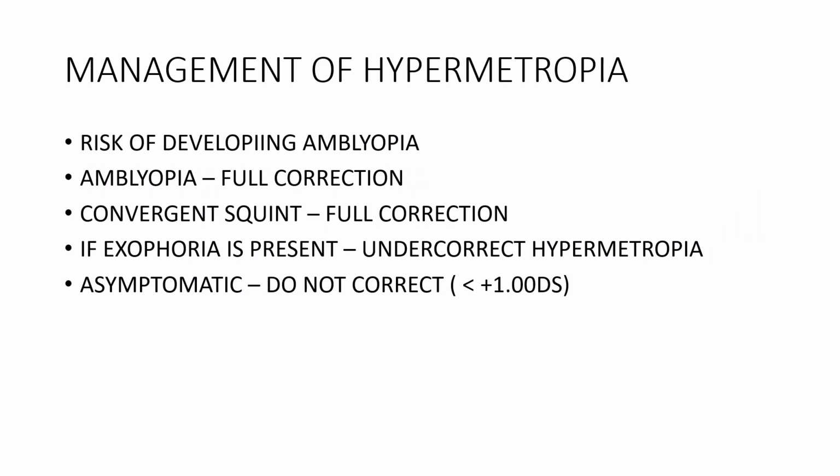So how do you manage? Hypermetropia is risky because when the refractive error is very high, there is a risk of developing amblyopia, and in amblyopic cases we are supposed to give a full correction. Some patients also have a convergent squint, and even in such cases we give a full correction. In cases where exophoria is present, we undercorrect the hypermetropia because overcorrection can cause more symptoms than benefit. In asymptomatic cases, where the patient doesn't have any symptoms, it is better not to correct when the refractive error is less than 1 diopter.